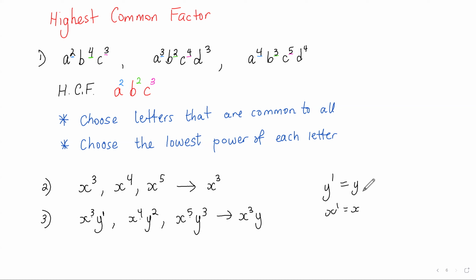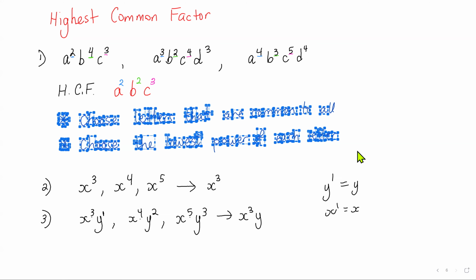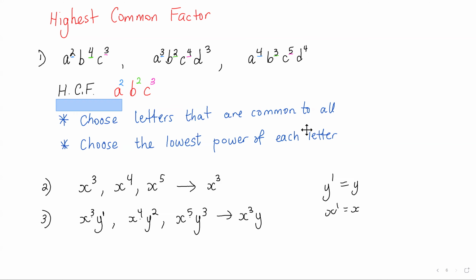So let's go through an exercise. Josh, you are going to do this first one with me, okay, Josh? Yes, miss. All right. So remember the rules, right? You choose the letters that are common to all of them, and then you choose the lowest power of each of them.